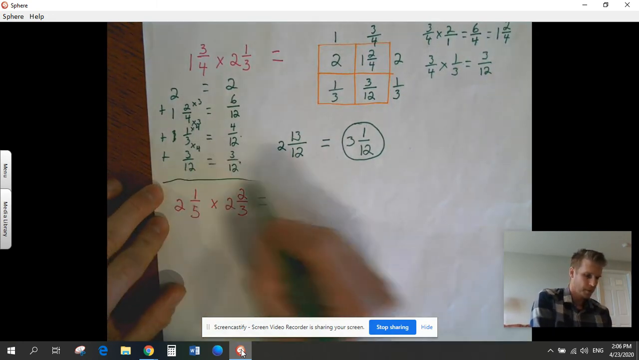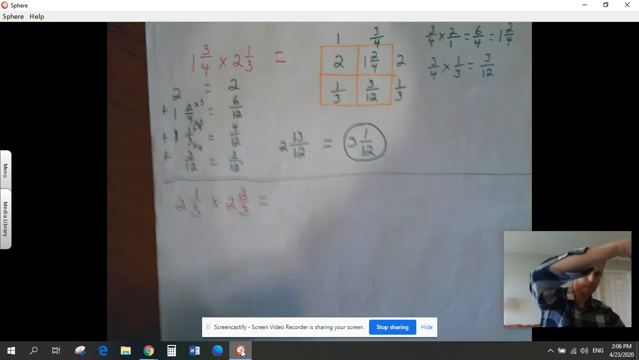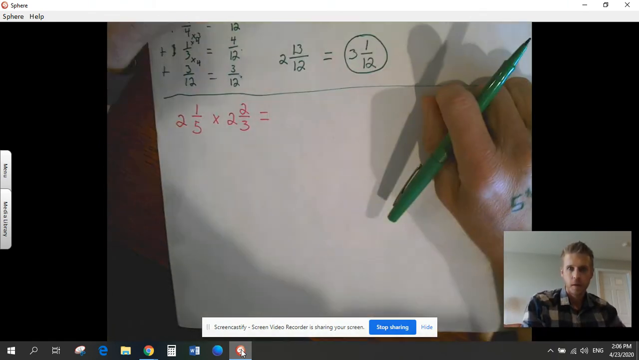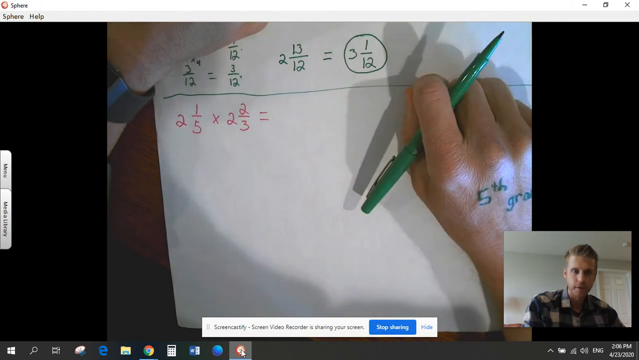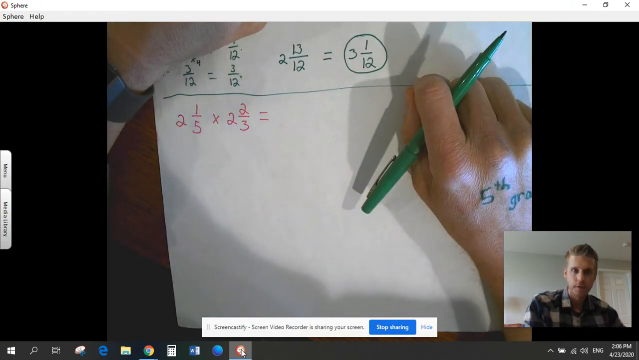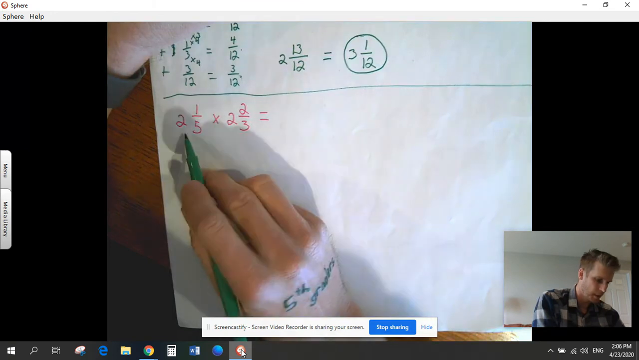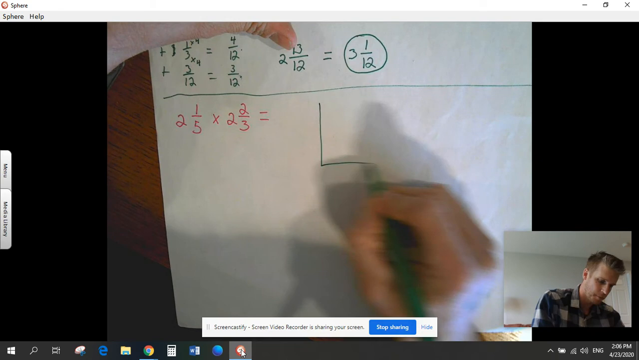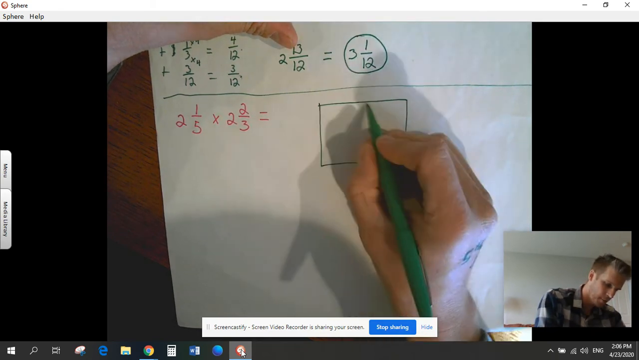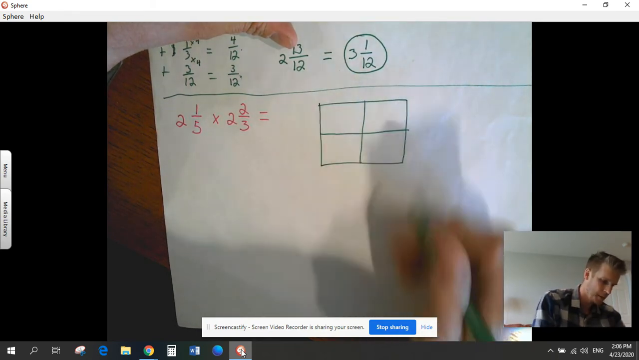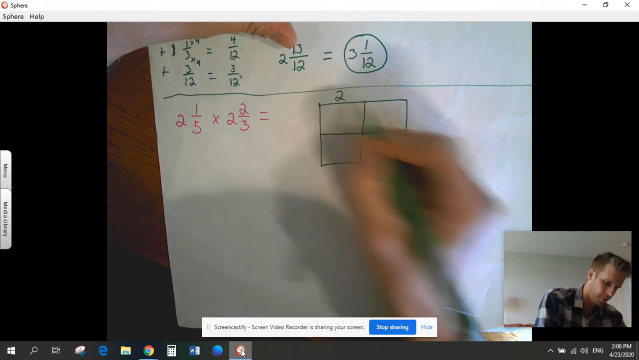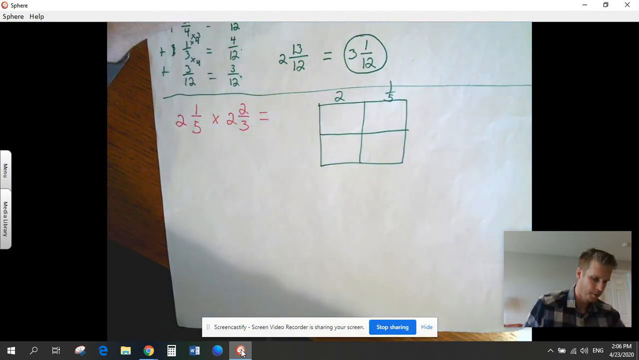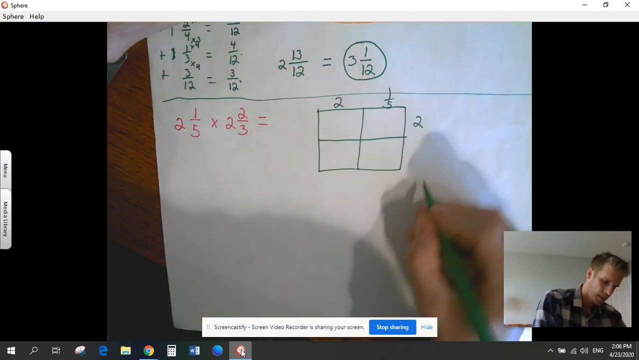So we got 2 1/5. Draw a line to keep our stuff straight. Maybe adjust my document camera a little bit. All right, so we got 2 1/5 times 2 2/3. Since each number is 2 parts, I'm going to make a square again, same size, and break it the same way to make easier numbers to work with. I'll make 2 1/5: 2 here, 1/5 here. I'm going to make 2 2/3: 2 here, and 2/3 here.